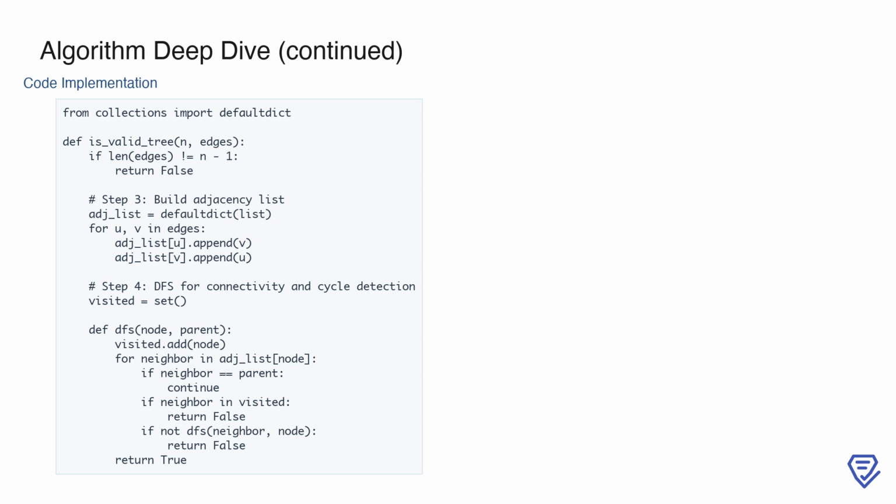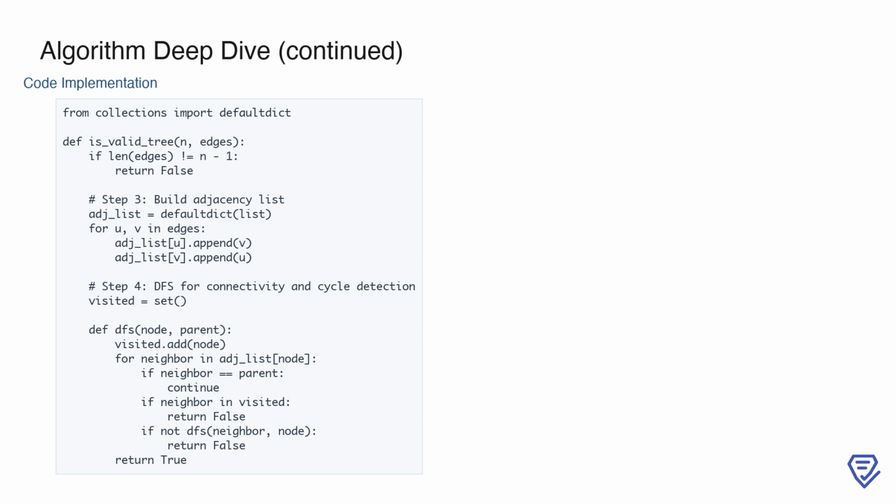For each edge, u, v, we add v to the list of neighbors for u and vice versa. Once the adjacency list is ready, we define a recursive DFS function. This function marks the current node as visited and iterates through its neighbors.